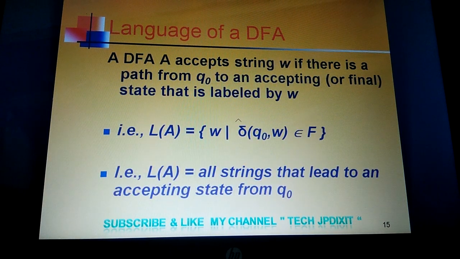Language of a DFA: it accepts string W if there is a path from Q0 to an accepting or final state that is labeled by W. Language of A equals the set of words W such that the path from Q0 on W belongs to the final states. The complete path transition accepts at the final states. Language of A is all strings that lead to an accepting state from Q0.